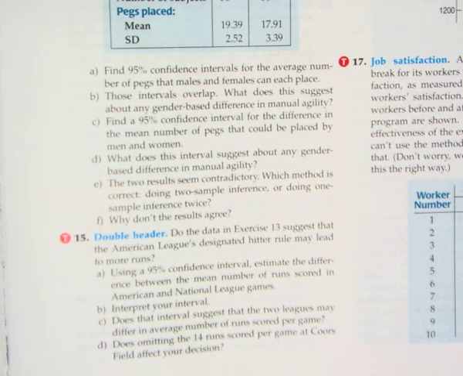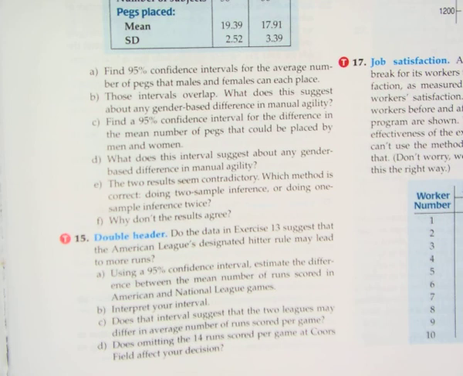Alright, so in problem 15, we got to use the data from 13. It's already in our calculator. We got to estimate a 95% confidence interval, interpret it, and then we got to say, does it suggest that there's a difference?